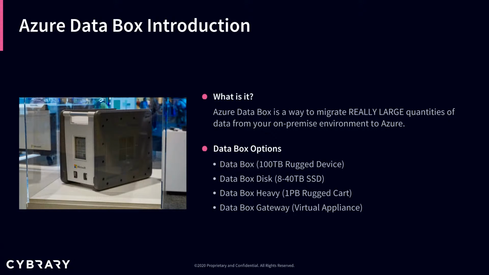So the data box option could be in the 100 terabyte range. And there is also a virtual appliance type of data box, which is a Data Box Gateway. So the key thing to remember is that there are different types of data box options, and these just depend on how much data you're trying to migrate to Azure.